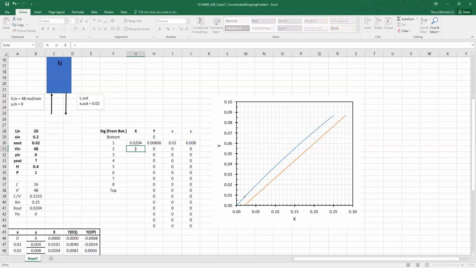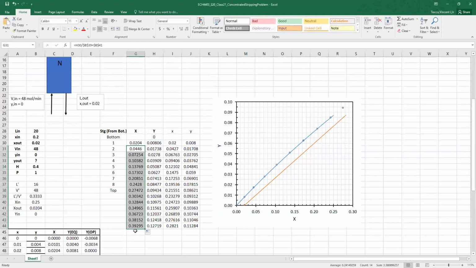All right, the equation for this operating line should be V prime over L prime times y of n plus 1 plus x out. So I'm going to say it is equal to y of n plus 1 divided by my slope cell, dollar-signed, plus x out, which I can keep constant. And I'm going to copy that reference all the way down as well.